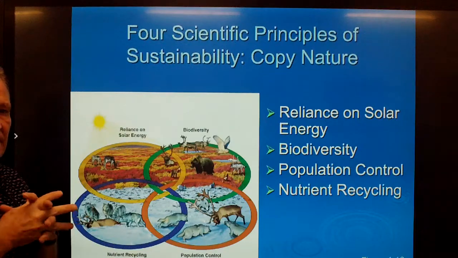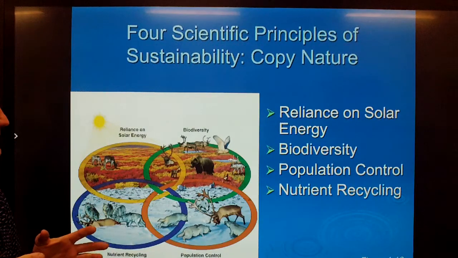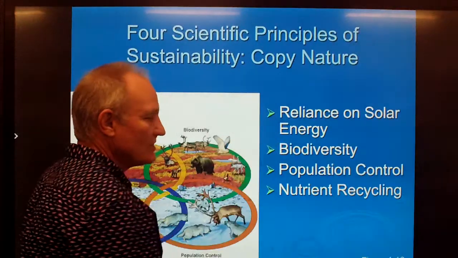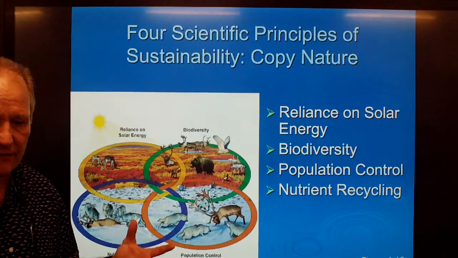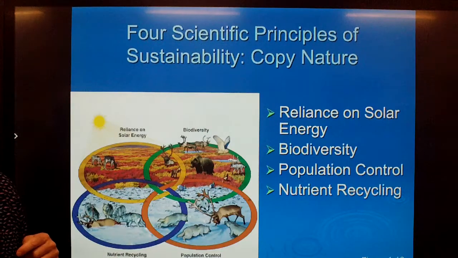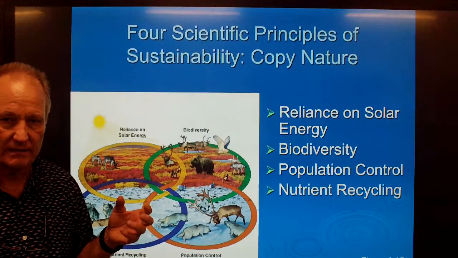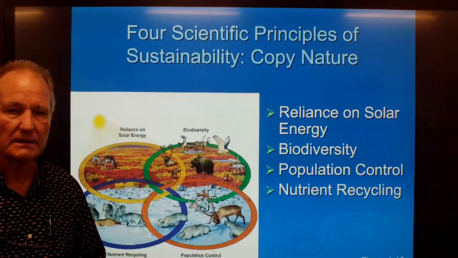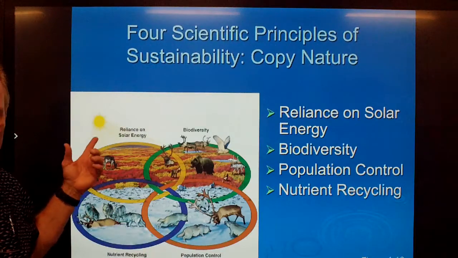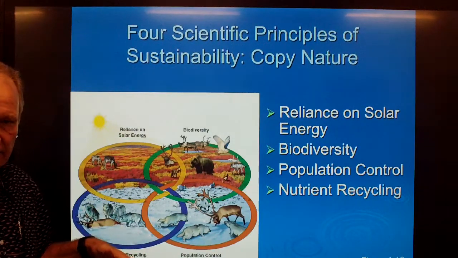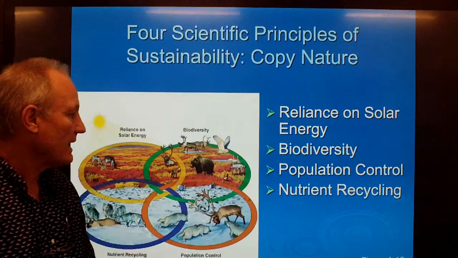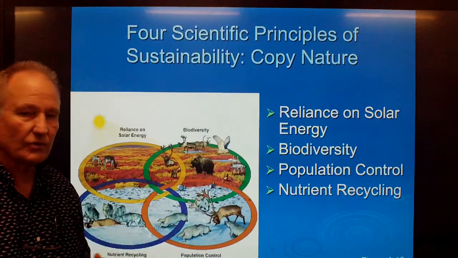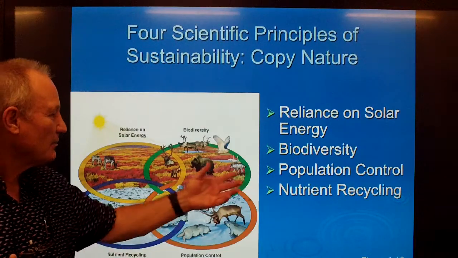Okay. Next, there are four main principles of sustainability, and basically the idea is copy nature. Okay? So those are reliance on solar energy. All of nature on this planet, all of life on this planet is based upon solar energy. Look at how much life there is in Antarctica, where the solar radiation is much less than in Brazil, in the middle of the tropical rainforest, where the solar radiation is much greater. More solar radiation, more life, more biodiversity. Okay? And population control. So how do natural populations control themselves? And nutrient recycling. What human population controls are there?